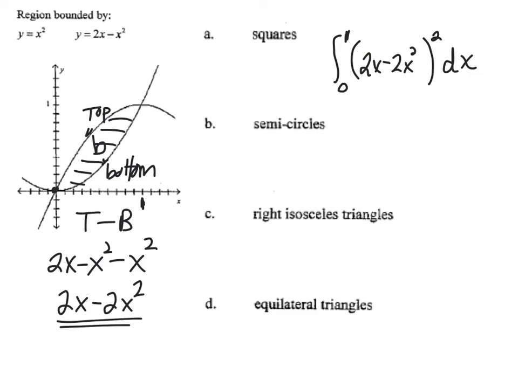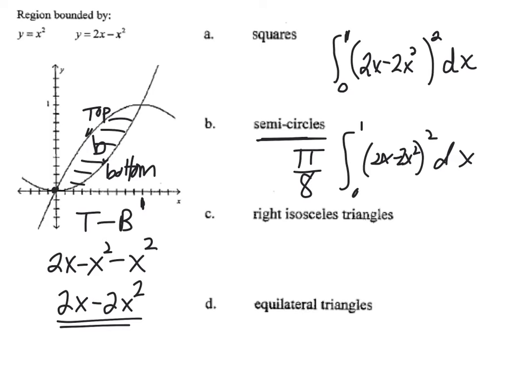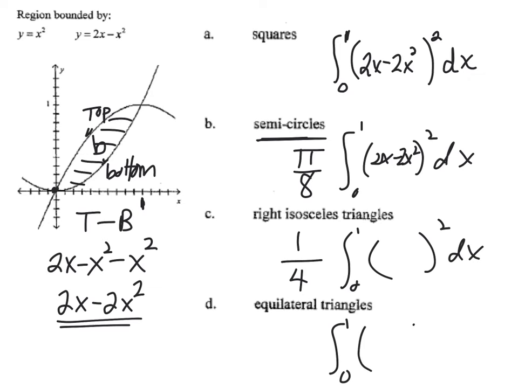All right, so all of the rest of these are going to have this, right? 0 to 1 of this squared dx, and I'm going to put 2x minus 2x squared on the inside. But this is a semicircle, so it has pi over 8 in front. A right isosceles triangle is also going to have this same part, except it has a 1/4 out in front. And then put it in the calculator. You get decimals, by the way. And same thing, equilateral triangle 0 to 1, something squared, dx, with what out in front? Square root of 3 over 4. So literally it's taking what we learned and just adding this extra layer of cross-section to it.